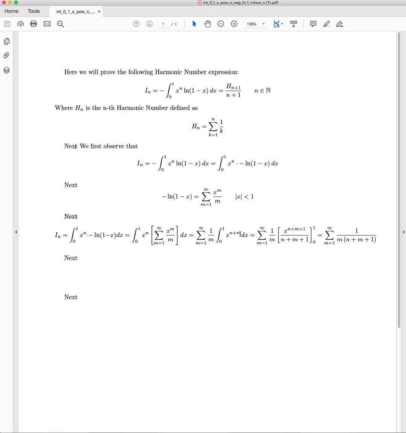Now, whenever we're doing integration of x to the power of something, we need to be mindful of the special case that is associated with when the power is equal to negative 1.